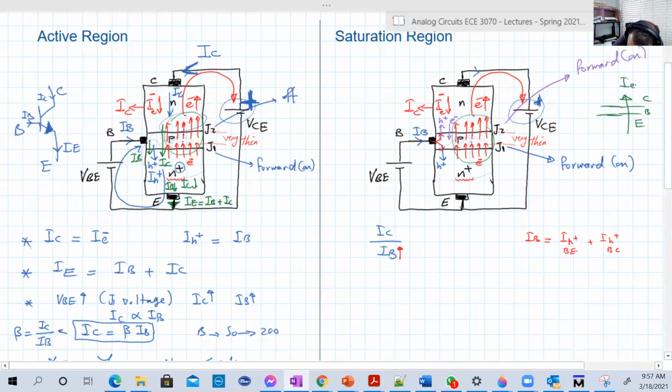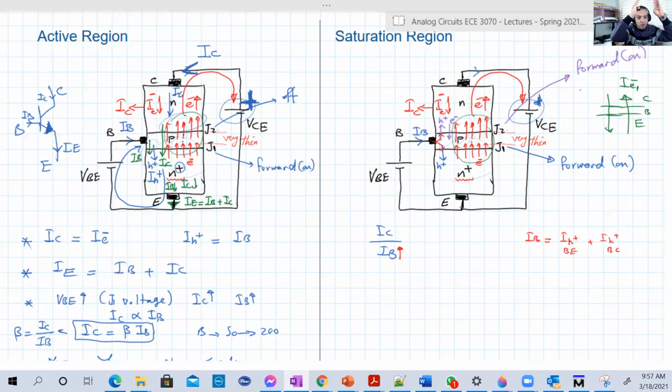This is IE1. And you have now another electron current. In the other direction, there are electrons moving from collector, base, emitter, the other way. This is IE2.